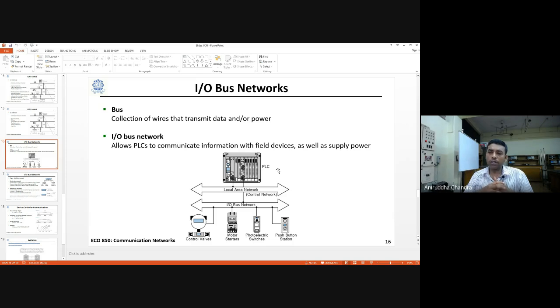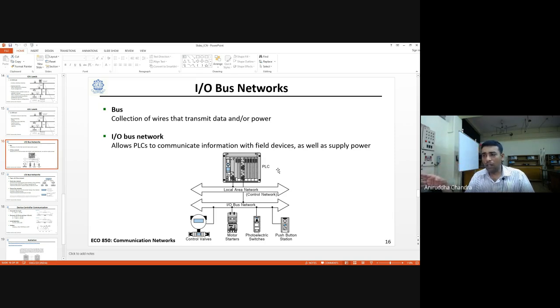Anyway, the majority of the bus networks are still wired, and this IO bus network allows the PLCs to communicate with the field devices, and also it supplies the power. That's also an interesting thing. So how does this whole thing work?